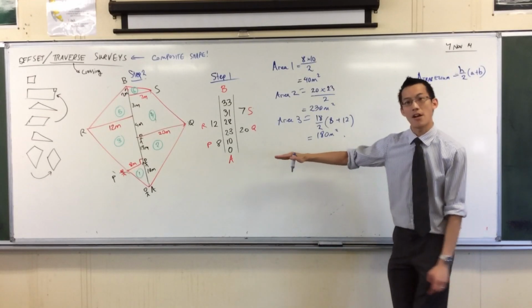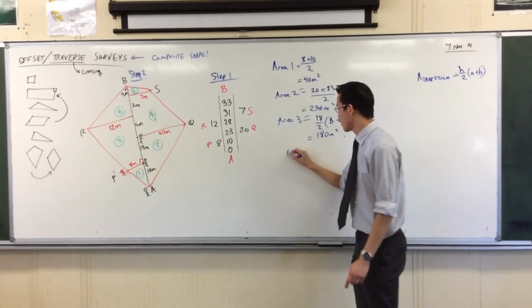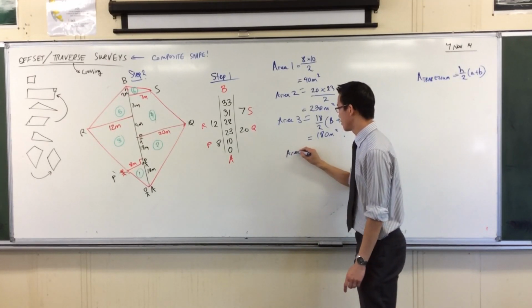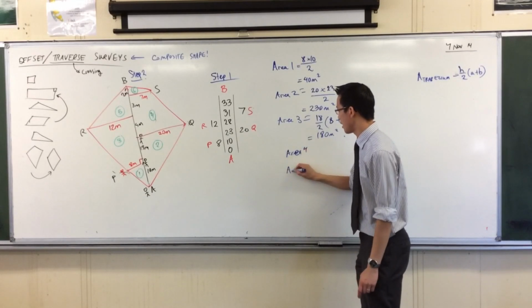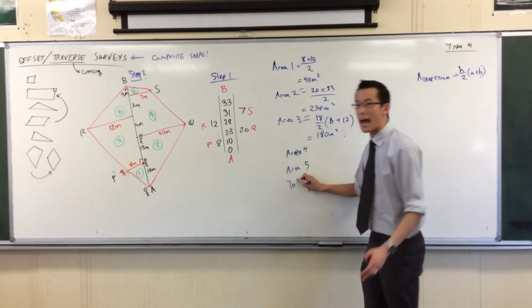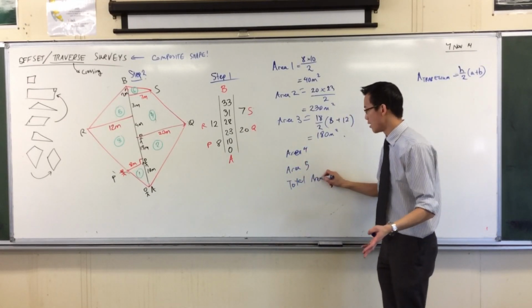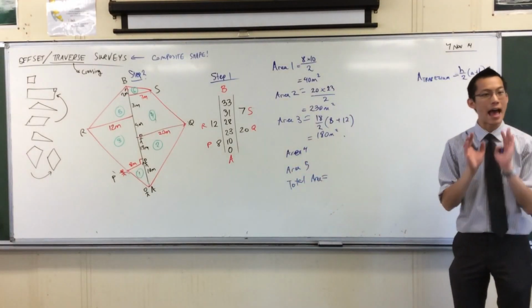You're going to continue for area 4, area 5, and then you'll have a total area, which of course will be the sum of all 5, and then you're finished.